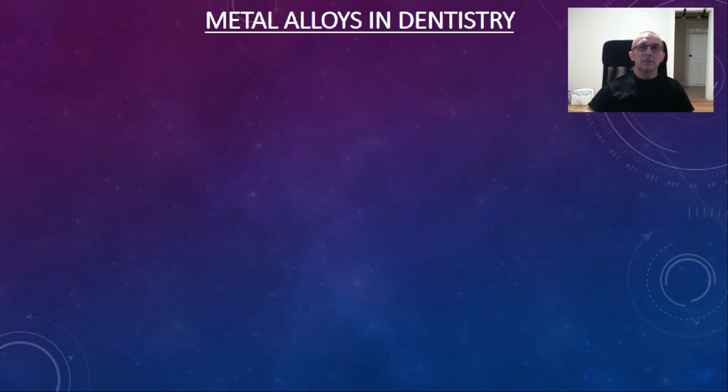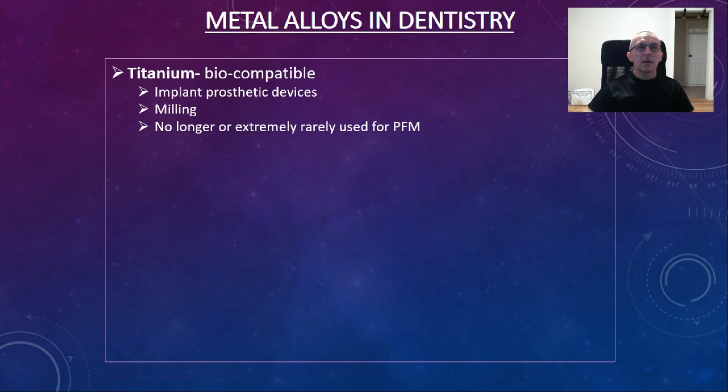Metal alloys in dentistry. Titanium, they like to use titanium because it's biocompatible. Like I said, it doesn't react with many things, and tissues seem to like it. So it gets attached to bone very easily, especially if the surface is prepared correctly. And they heal into the bone so well that most of them can be used for the rest of a patient's life. We use it on implant prosthetic devices.